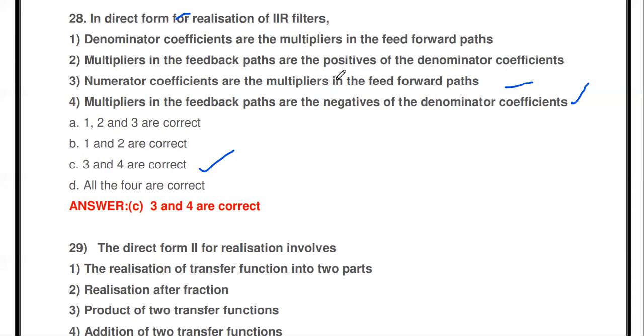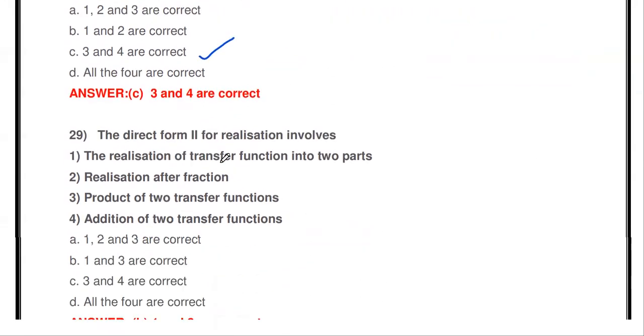That is, the numerator coefficients are multipliers in the feed forward path. Then multipliers in the feedback path are negative of the denominator coefficient. This is the correct one.